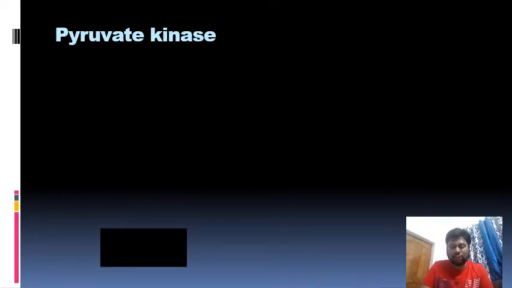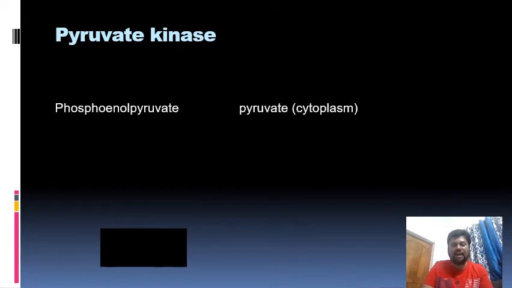Next, coming to the third step, the last irreversible step, which is catalyzed by pyruvate kinase. The action of pyruvate kinase is to convert phosphoenol pyruvate to pyruvate. Now we have to convert pyruvate back to phosphoenol pyruvate. Unlike the other 2 reactions, this is not a simple one-step reversal. It will involve multiple steps. What are those multiple steps? I will explain now.